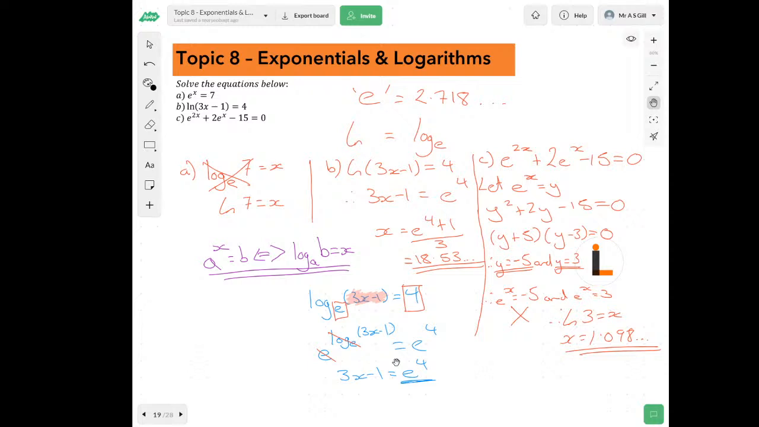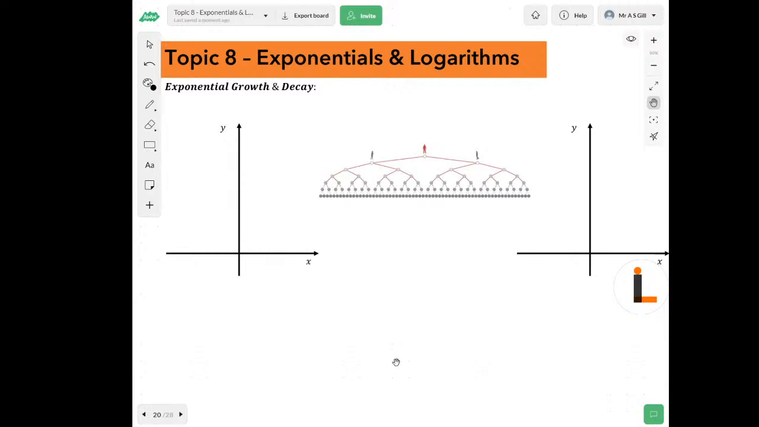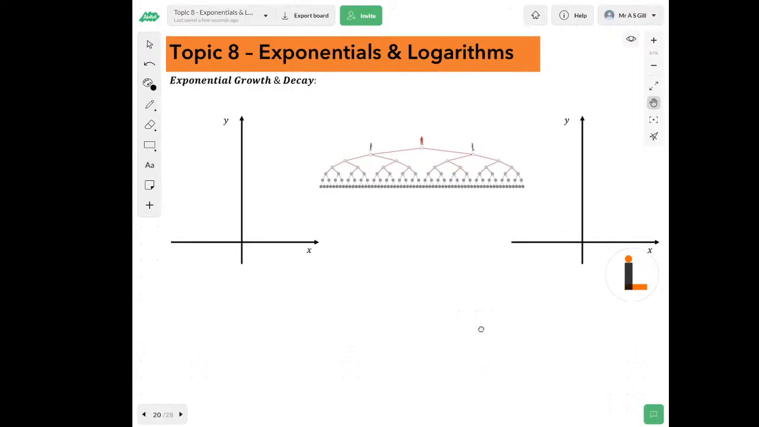So let's look at the next bit: exponential growth and decay. So actually we live in a time right now where this is highly prevalent. COVID is a disease that spreads exponentially. This is a great example of it. So we've got one person that spreads it to 2 people, they spread it to 2 people, and they spread it to 2 people. And so you can see how we increase. And actually these are in orders of 2.